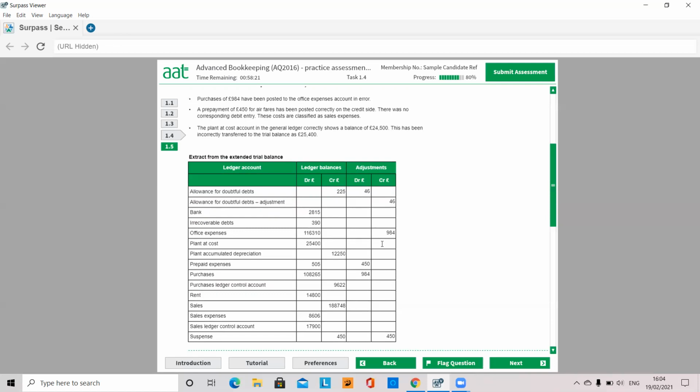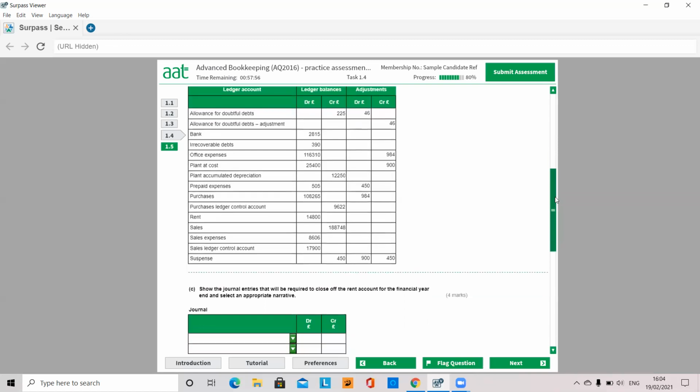So the plant at cost, I'm going to take off the 900. And then I'm going to go to the expense account and I'm going to debit that for 900. And then you'll notice your two credits are 900 and your debits are 900. So now we've corrected those errors. Suspense account's gone and we've now got our correct figures with reference to this extended trial balance. Okay.